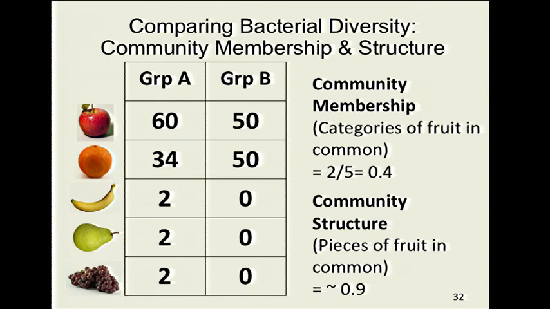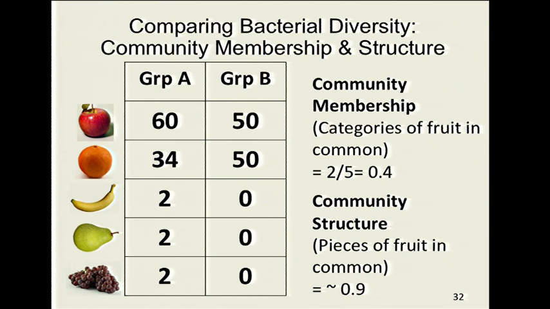Now, when we do these types of analyses, there are two different methodologies that we can use, and these are the most common. We look at community membership, known as the Jaccard, and community structure, which is the theta. These are two different ways of looking at the data set. I've diagrammed it here, pretending we're talking about a fruit bowl. You've got these two fruit salads, and you ask, what categories of fruit do they have in common?